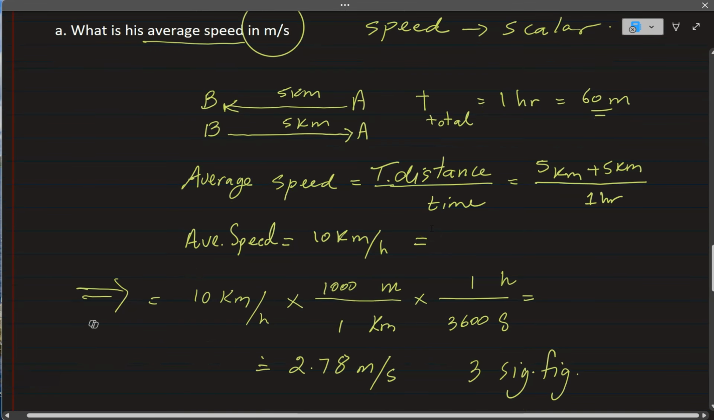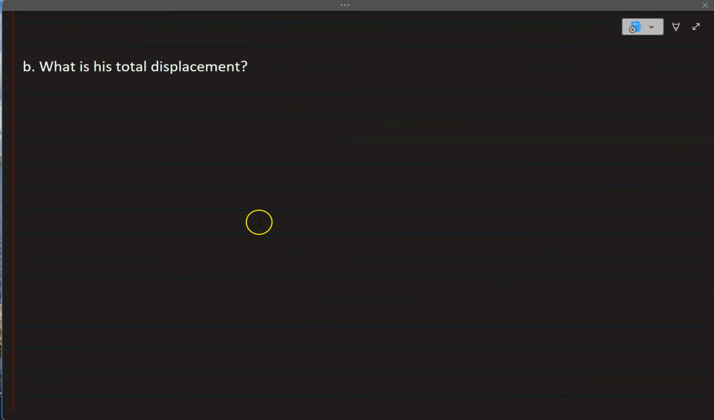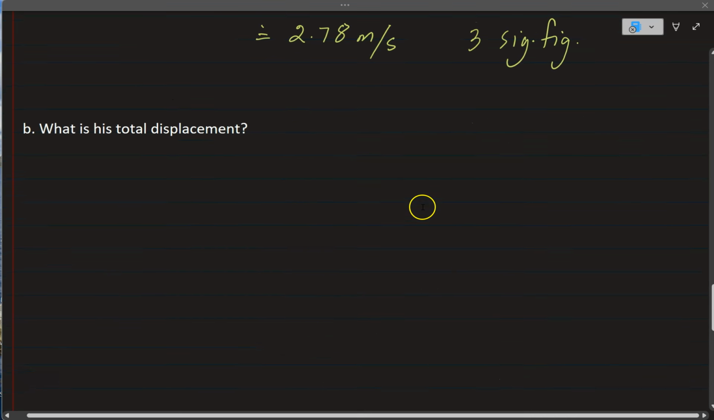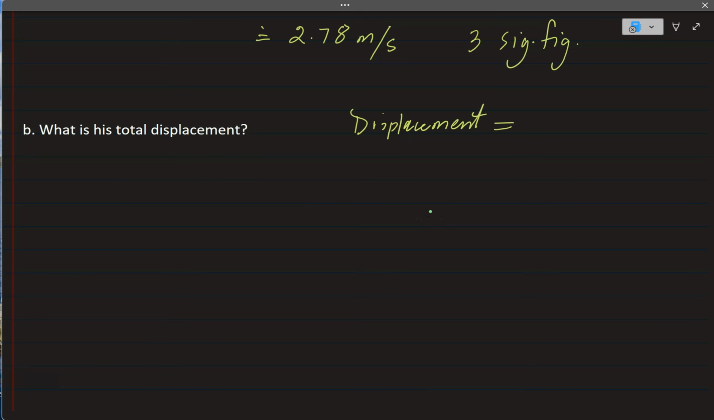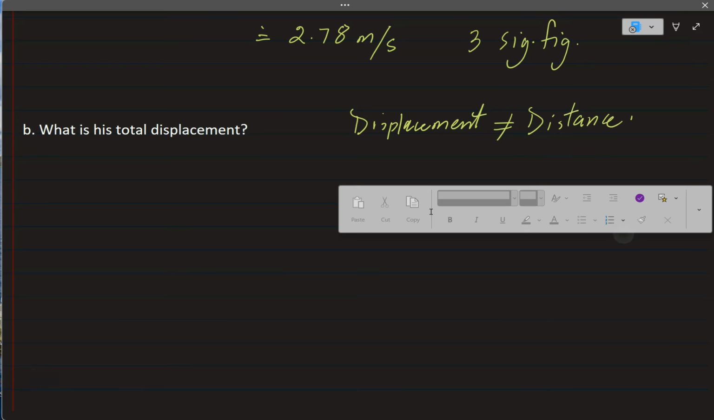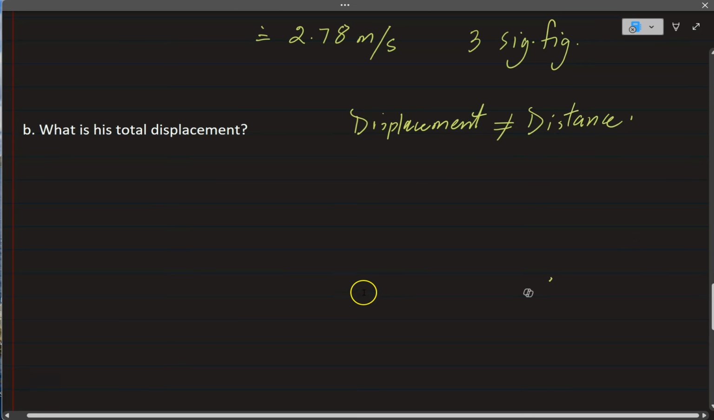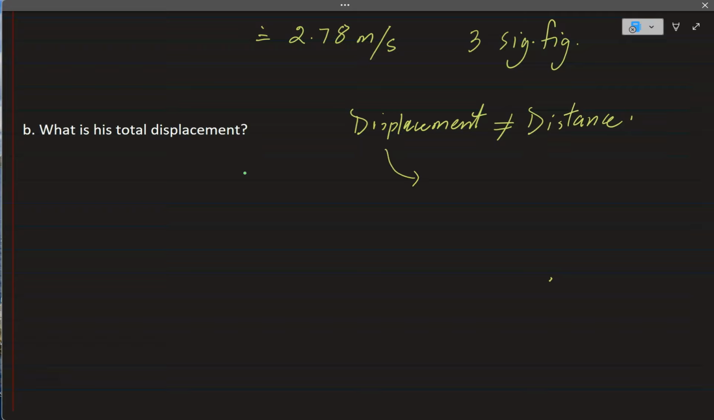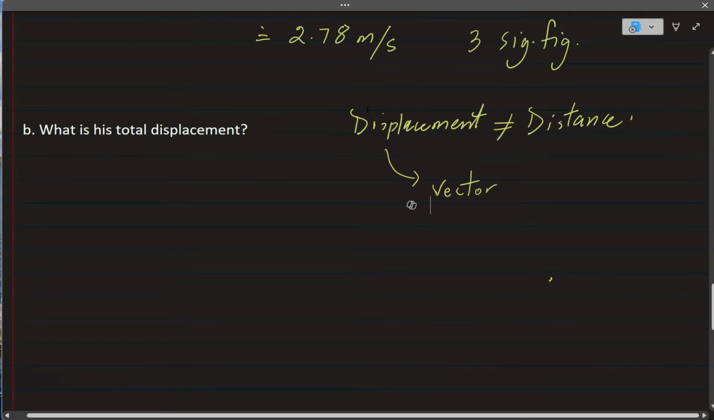Now let's look at the second part of this question. What is his total displacement? Now remember that displacement is not the same as distance in physics. Displacement depends on the direction of the movement. So you could have a negative displacement. Displacement is a vector quantity, not a scalar. That means it needs to have a direction and a magnitude.